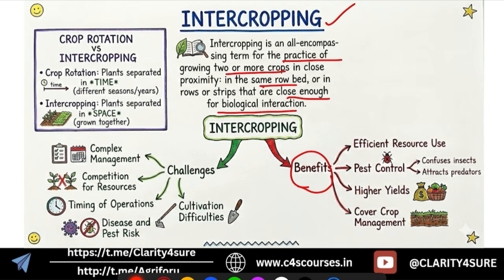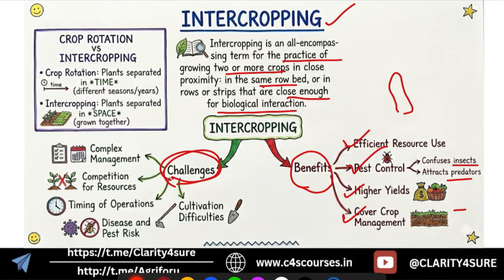The benefits of intercropping are efficient resource use, because the middle space is also used. Then pest control, because the intercrop is going to confuse the insects. If you choose the intercrop properly, it will confuse insects and attract predators, the beneficial insects. Then of course the yield will be higher because you're growing two or more crops. The risk of monocropping will reduce, because even if your main crop fails, you can earn from the other secondary crops. Then there will be proper cover crop management. The soil will be covered, leading to a reduction in soil erosion.